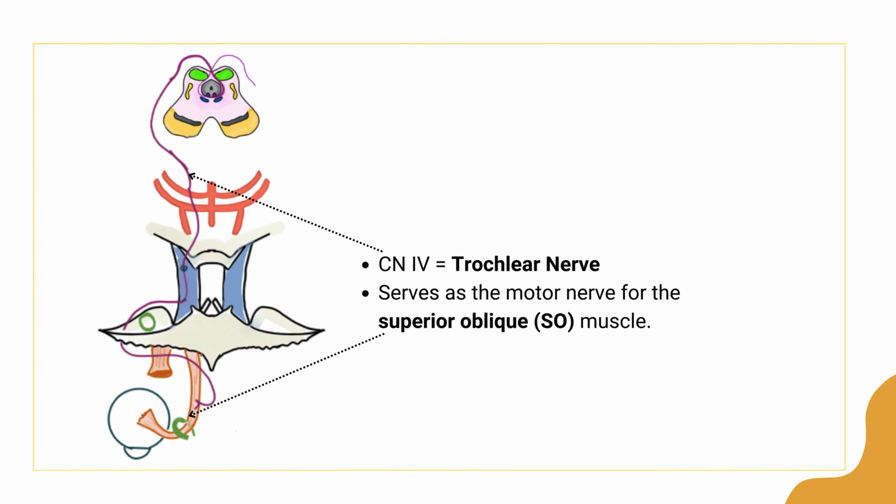The trochlear nerve is the fourth cranial nerve and it is a purely motor nerve supplying a single muscle, that is the superior oblique muscle. It has no sensory component.